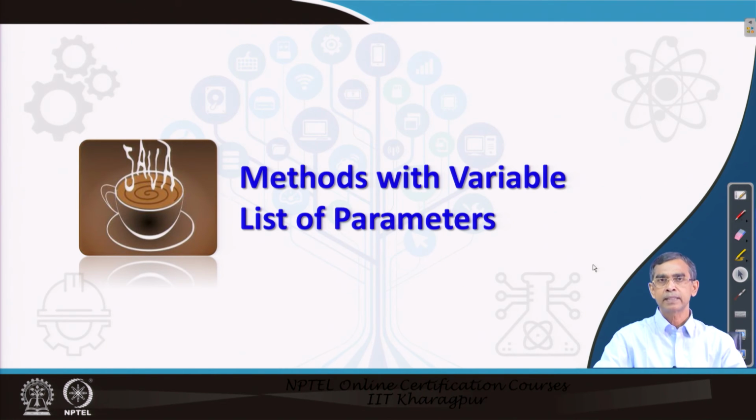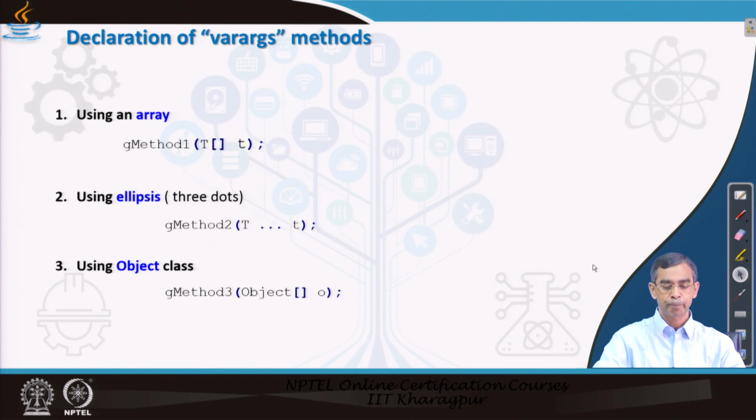I will quickly come to the discussion about methods with variable list of parameters. We learned how a method can be declared generic and how it can be called. Whenever a generic method is called, it should be passed an argument of object type only. That needs to be remembered, that is all. Now, there are three different ways by which a method can be defined so that it can take a variable list of arguments. That means arguments sometimes nil, sometimes 10, sometimes any number. There are three broad ways that can be done.